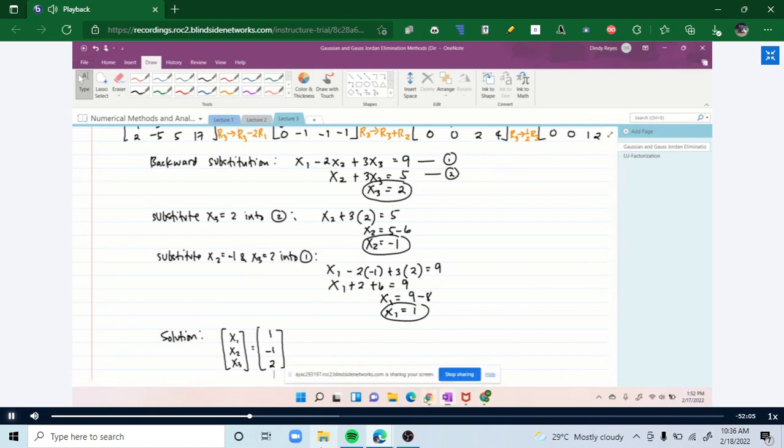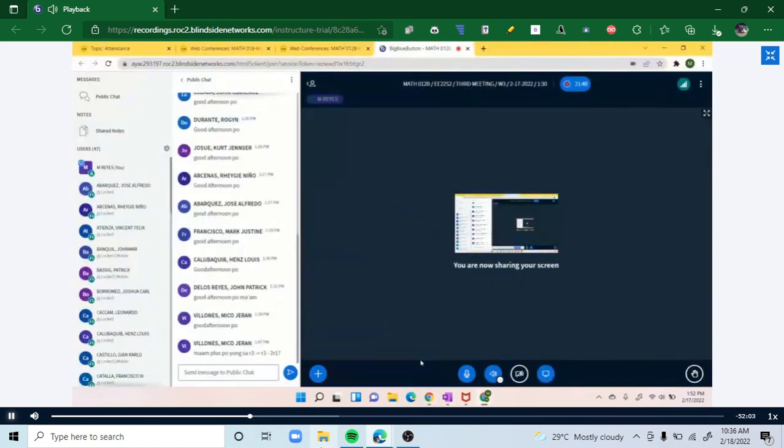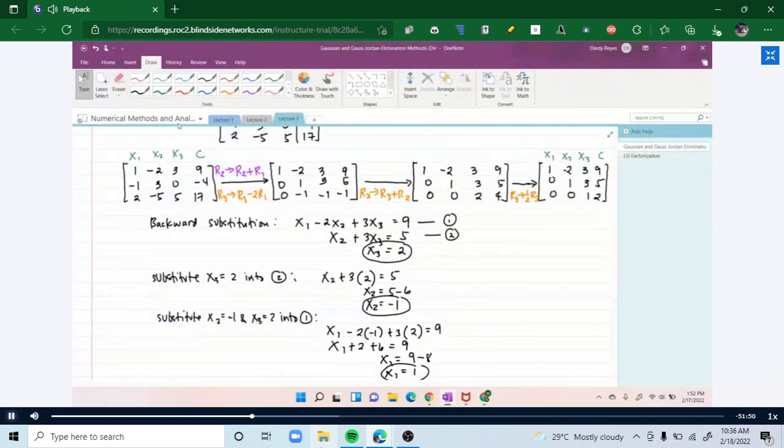Okay? Do you have any questions? Yes, the plus on the R. That part is actually R3. So R3 plus negative 2R1, you know? Negative 2R1. So it's R3 minus 2R1. Right? So it's the same. R3 plus negative 2R1 is just R3 minus 2R1.